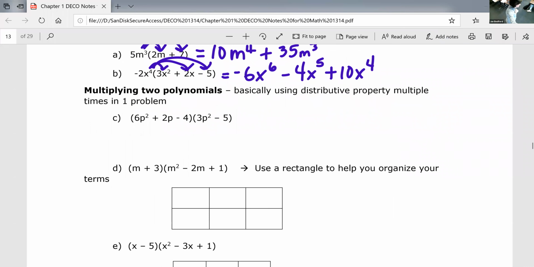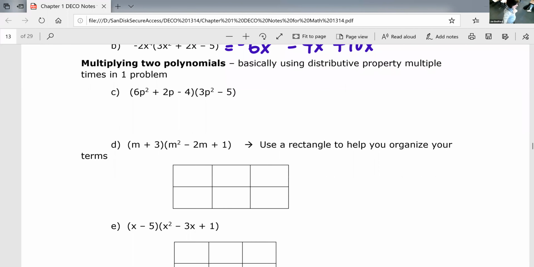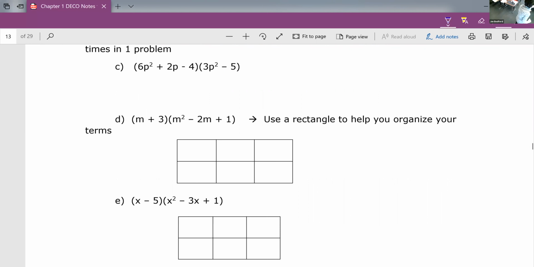Now, to me, it's easy to get lost if you write it this way. So I'm going to show you what I like to do to keep myself organized. I use a box, a rectangular box, to help me stay organized. So for example, if I had m plus 3 times m squared minus 2m plus 1, I could take everything in here and multiply it by m, and then I could take everything in here and multiply it by 3 and write it all down and look for my like terms. But the box to me is a lot easier. Here's how I make my box.